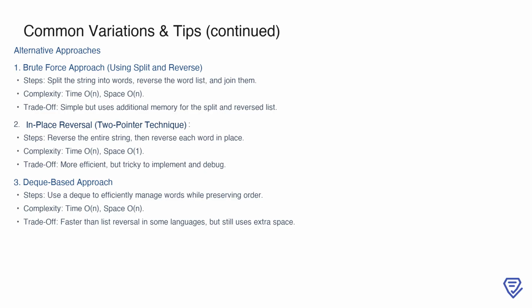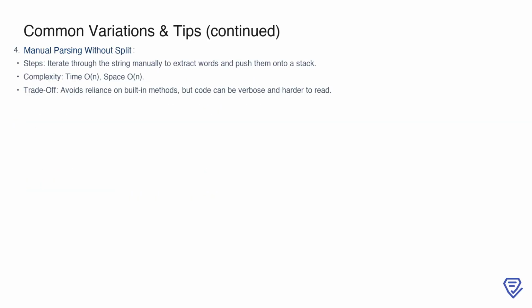Another option is using a deque, which allows efficient management of words while preserving their order. This approach is faster than list reversal in some languages but still uses extra space. Finally, there's the manual parsing approach, which avoids relying on built-in methods like split. Here, you iterate through the string manually to extract words and push them onto a stack. This approach has a time complexity of O(n) and a space complexity of O(n). While it avoids built-in methods and can be useful in certain scenarios, the trade-off is that the code can become verbose and harder to read. Each of these approaches has its strengths and trade-offs, and the best choice often depends on the specific constraints and requirements of the problem at hand.